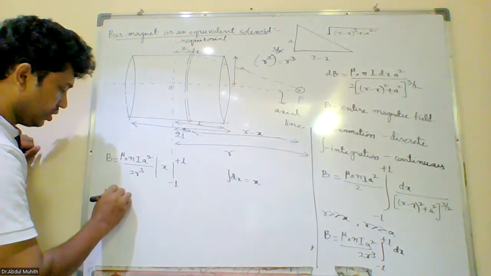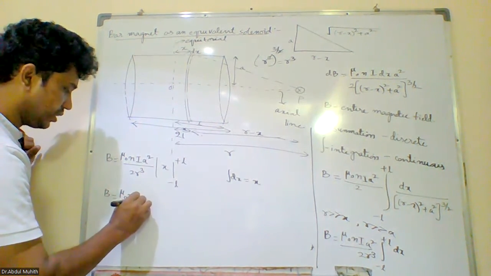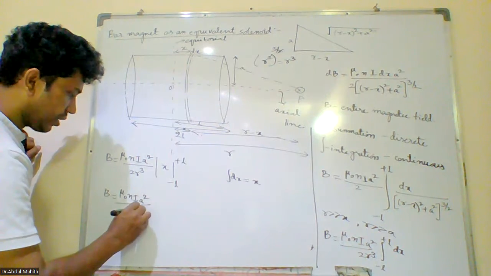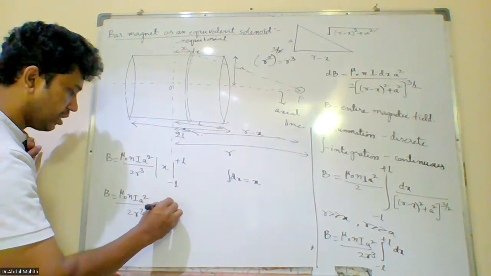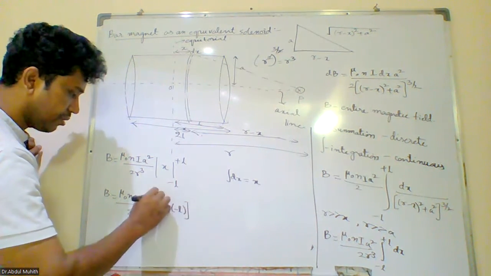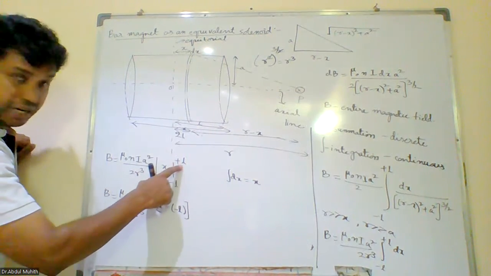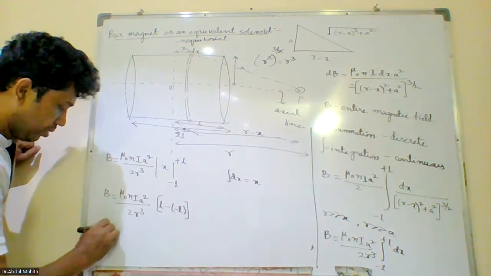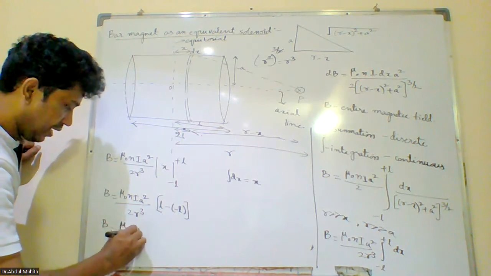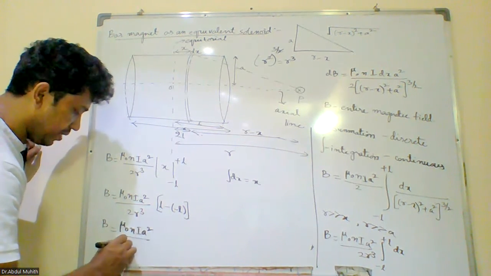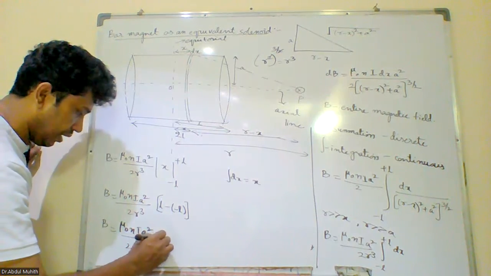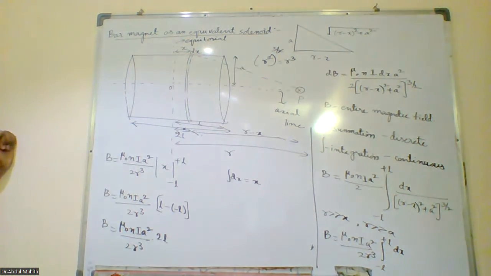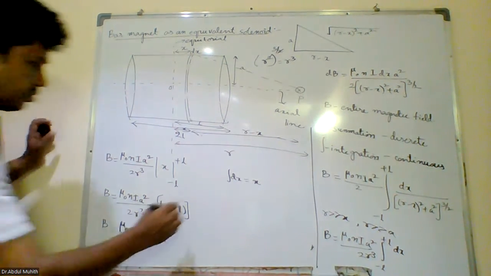So B is equal to mu 0 I a square divided by 2r cube, from minus L to L. That means upper limit minus lower limit. This is the upper limit and this is the lower limit. So B will be equal to mu 0 I a square divided by 2r cube into 2L. Clear? This is the value now. Now I am going to multiply by 2 and divide by 2.